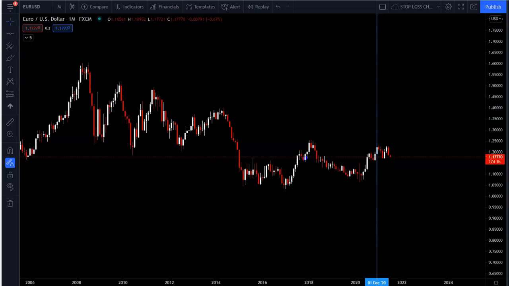Let's start with our top-down analysis of Euro USD. On the charts, starting on the monthly chart here, we do see that price has been trending downward. So it is in a bearish trend here.